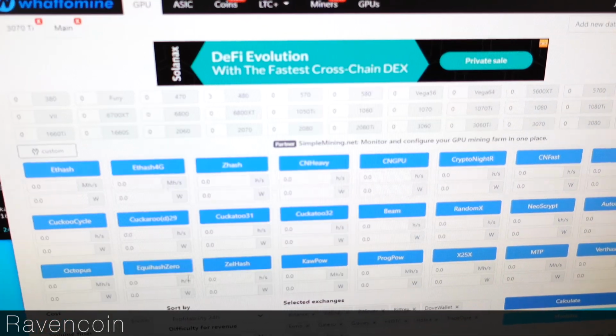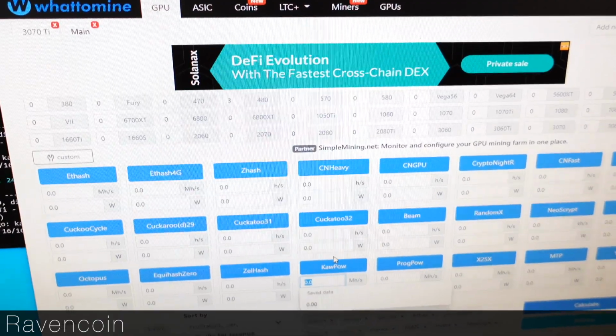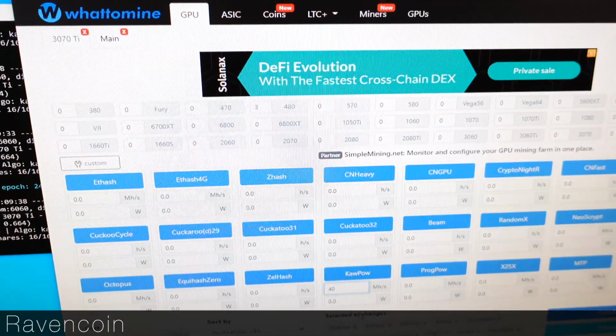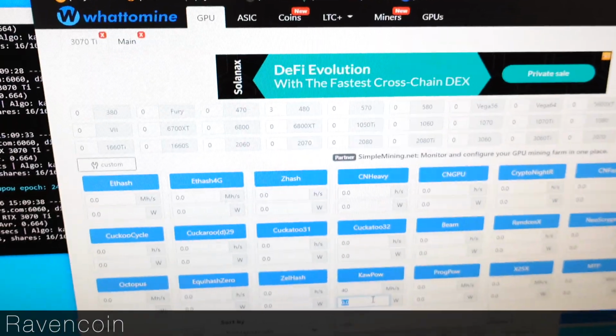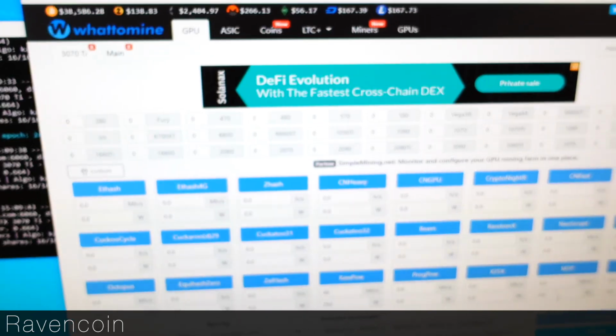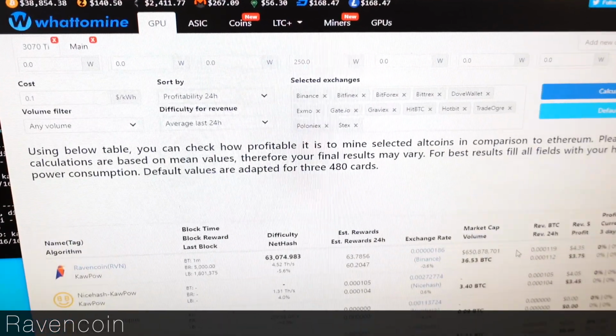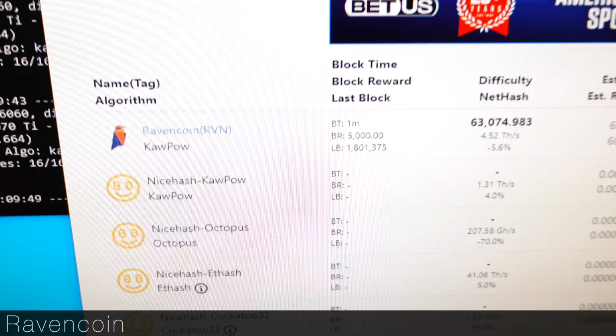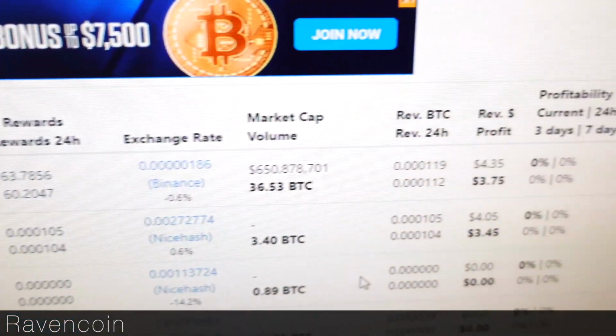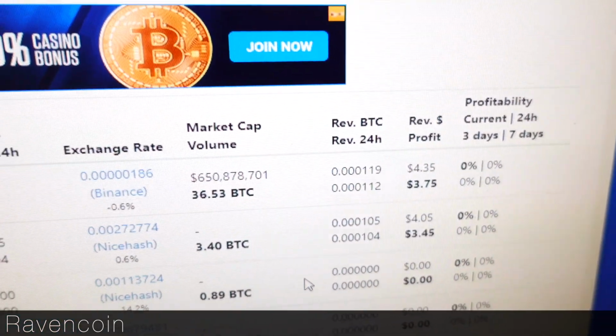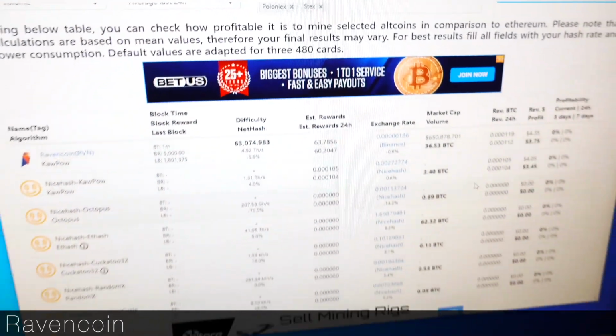And that's on Kapow algorithm. So let's just get a sense of where this will land. So 40 mega hash, 250 watts. And what kind of profitability are we looking at here? If we were mining just Ravencoin on this GPU, we're looking at about $4 a day profit at 10 cent electric rate.